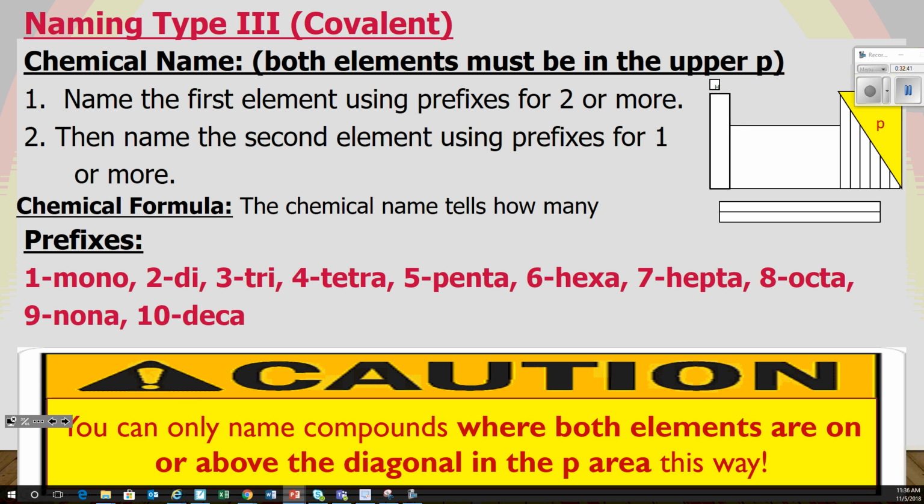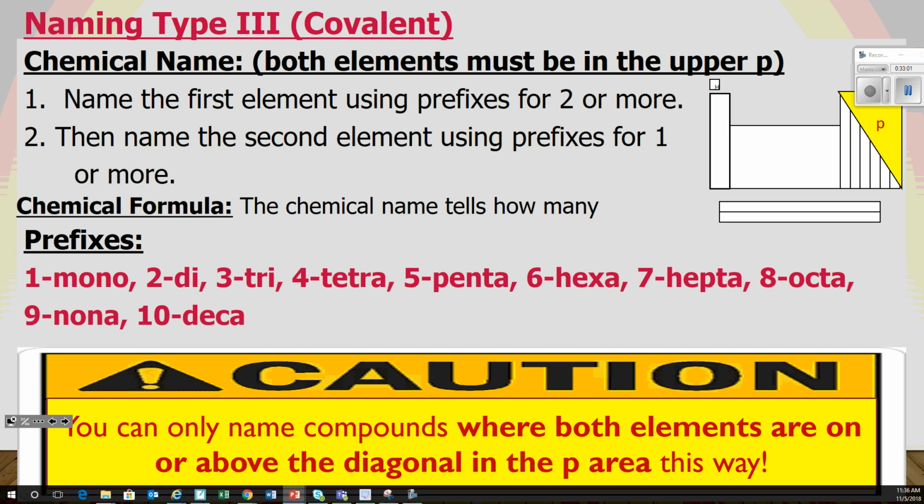You can only have 2 elements. And they both have to be on that line or above. If they're not, you cannot name them this way. Okay? This is my big caution because everybody sees how easy this is, and then they try and name everything this way. Okay? You already know how to do this.